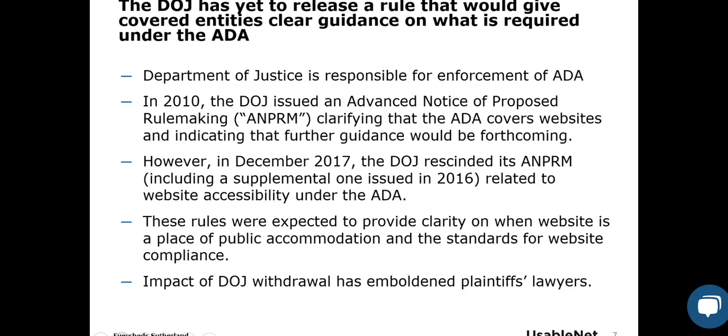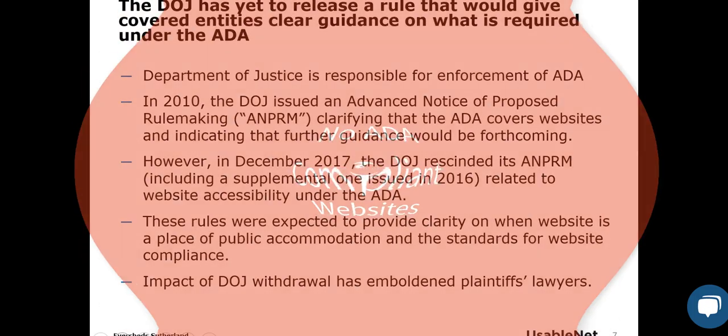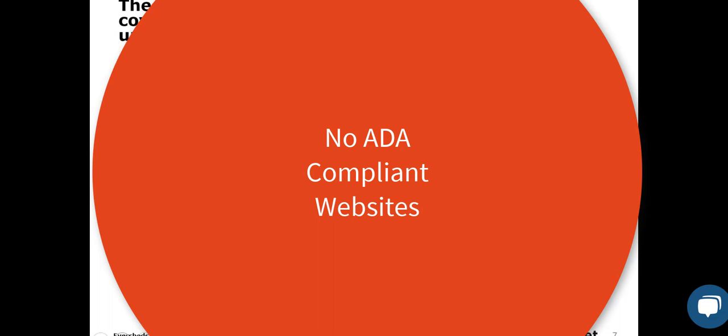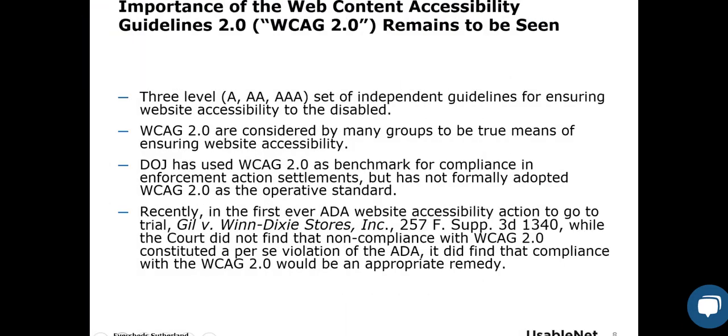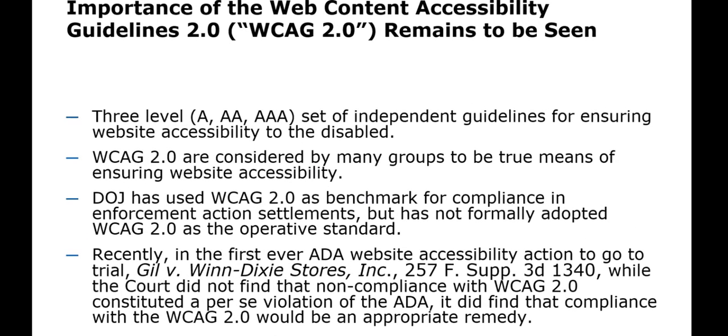So the law, like nature, abhors a vacuum, but we have a vacuum. And what filled the vacuum were these thousands of lawsuits that basically say to the commercial community, there is no ADA compliant website out there. WCAG, again, the Web Content Accessibility Guidelines, was originally promulgated by the World Wide Web Consortium. The Consortium are the people who brought us the www configuration that is now as commonplace as the nose on your face.